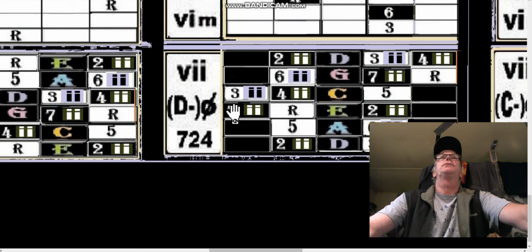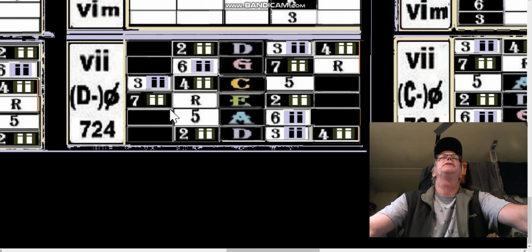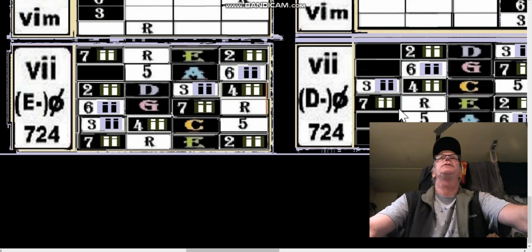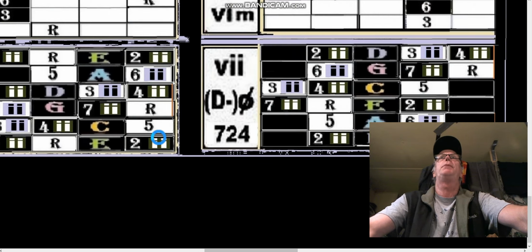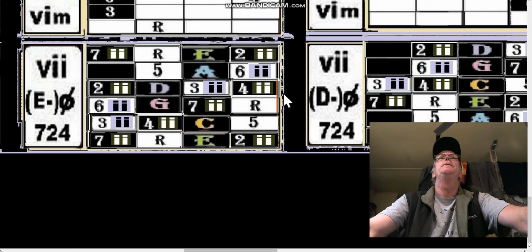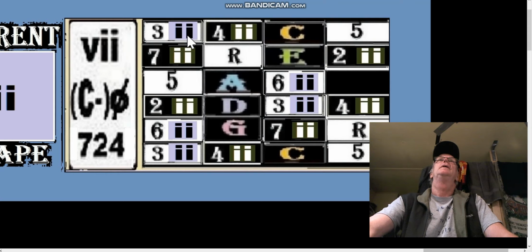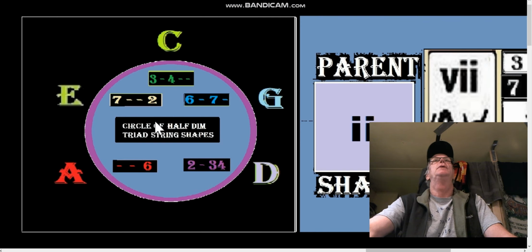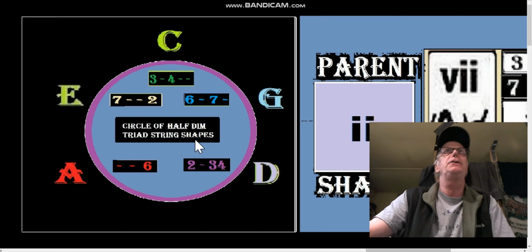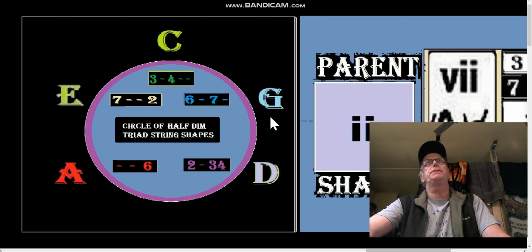So we see the 2, 3, 4 on the D position here, if we are counting in caged. If the E position is right next to it, we've got 7, root, 2 on the bottom, and then 2, 3, 4. They're sharing, just like caged, they're sharing the 2 here. So then we've got the 7, 2 here, but notice the D is the same. They're all exactly the same. So since they're all exactly the same, that gives rise to the circle of half diminished triad string shapes. No matter what order we put these in, we use the same thing.